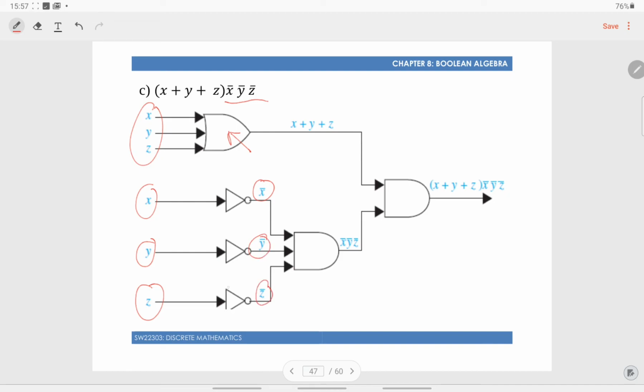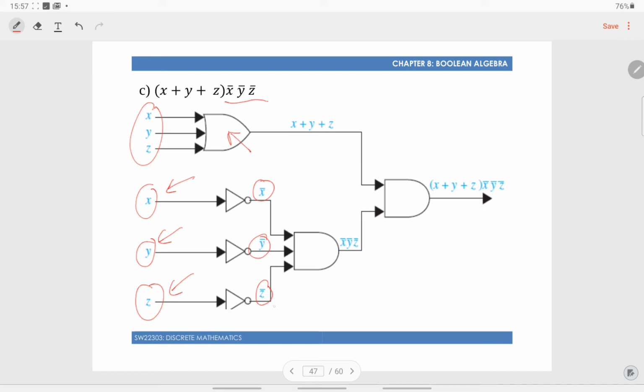That means we need to use three separate inverters, because each inverter can only receive a single input. That's why we need to use a single inverter for a single input. So it receives a single input and produces a single output. So we have x complement, y complement, and z complement.